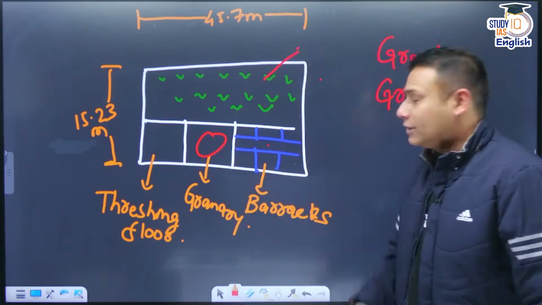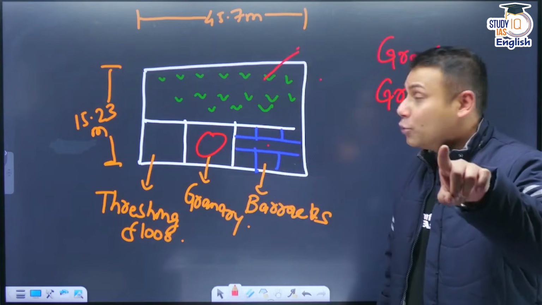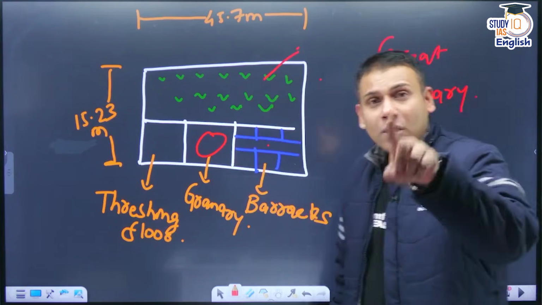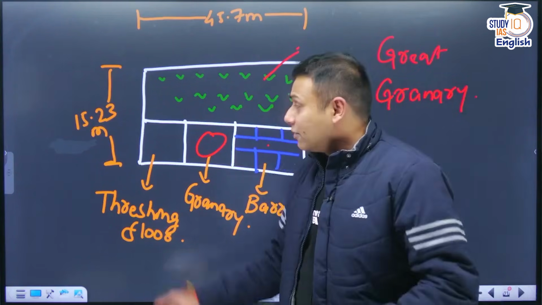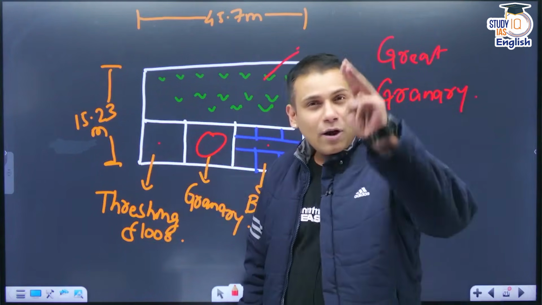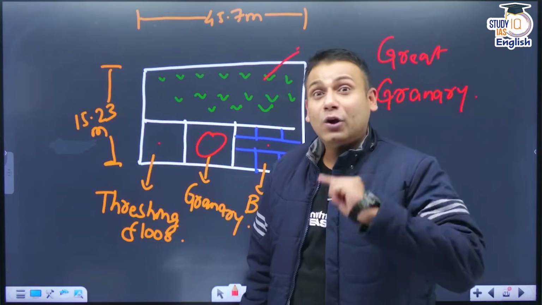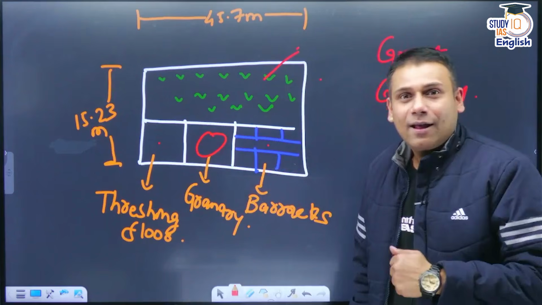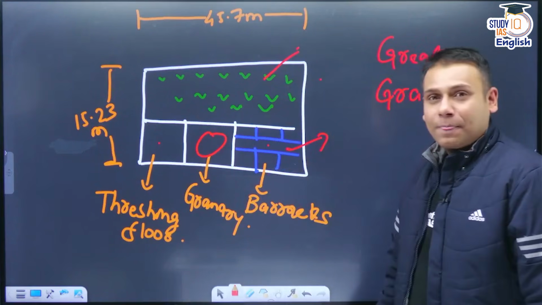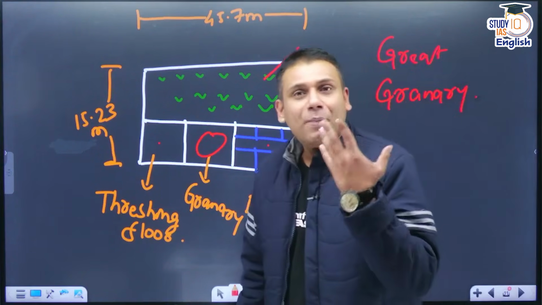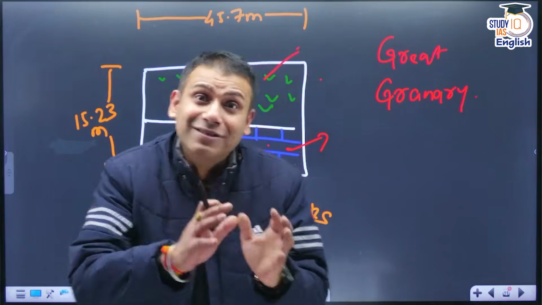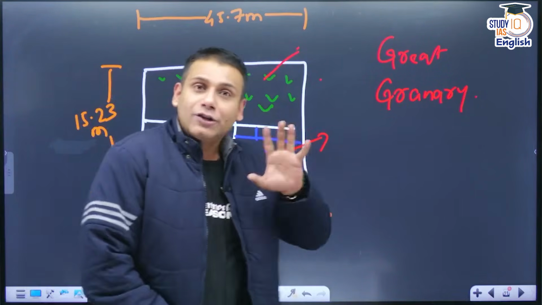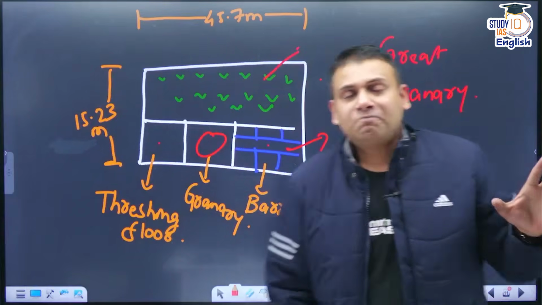And this is the barracks. The laborers who used to work in the agricultural field, the laborers who used to work on the threshing floor, and the laborers who are working in the godowns or silos or granary, where will they stay? They will stay in the barracks. So the purpose of the barracks was basically to house the laborers. And this entire structure is called the Great Granary.